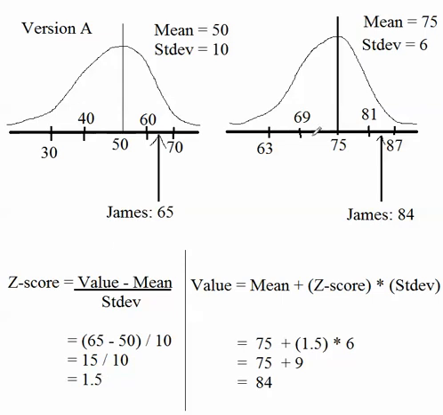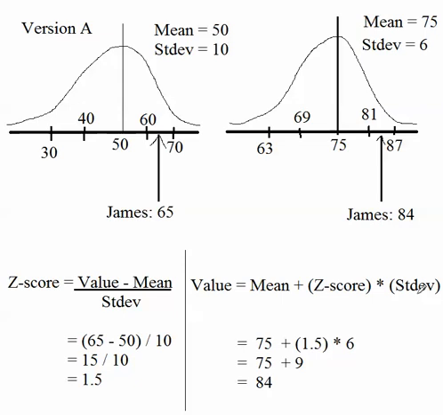For version B, now we're looking at that rightmost distribution that has a mean of 75 and a standard deviation of 6. We want to find James's equivalent score. Our formula is: value is equal to the mean of the new distribution, 75, plus, and now we're going to multiply two things, the z-score. Where do we get that z-score? We just calculated it, it's 1.5. It's where James stands in the old distribution. So that's z-score times the standard deviation of the new distribution.